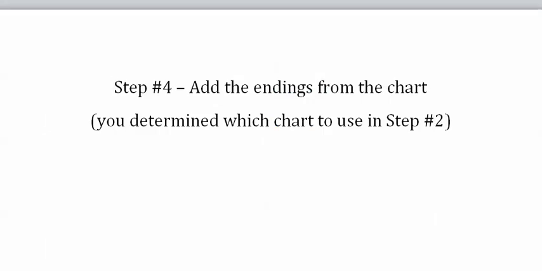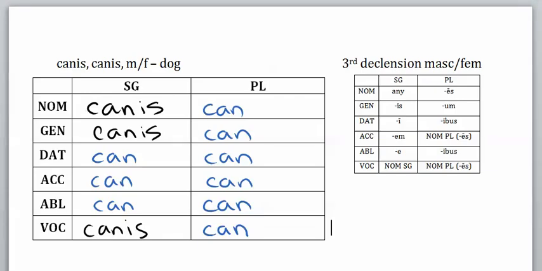In step number 4, all I need to do now is add the endings from the chart, and that's the chart that I figured out I needed in step 2. So I'm going to go ahead, bring my chart in, and then we can put those endings on and finish this up. Here I have the chart that I started. The nominative and genitive singular have been copied in from the dictionary definition. The vocative singular has been added in because it's the same as the nominative singular. I found my stem, CAN, and I put it in every empty box, and now I just need to add all those endings from the chart over here onto the endings that aren't yet completed.